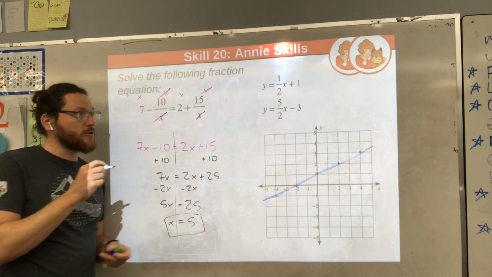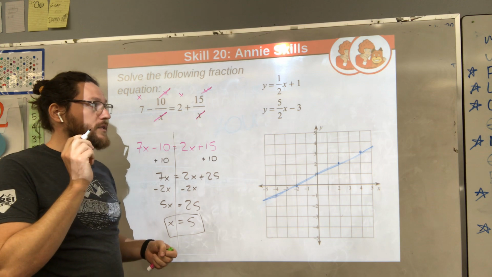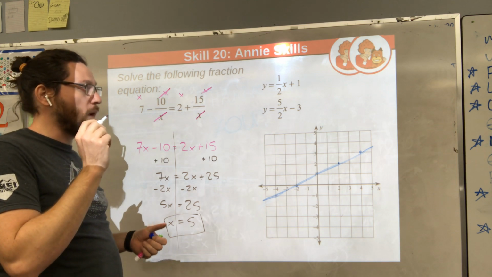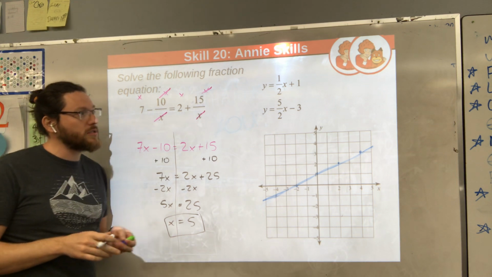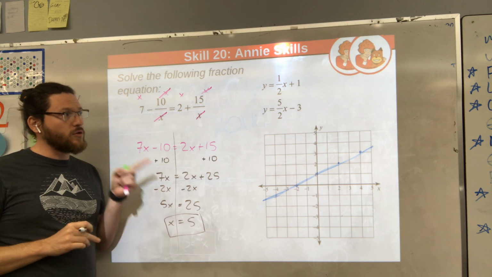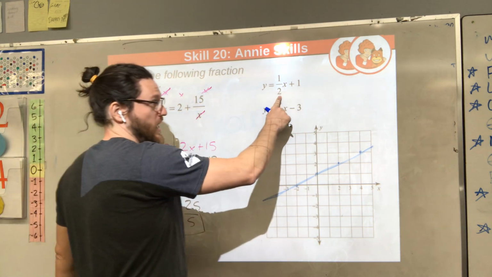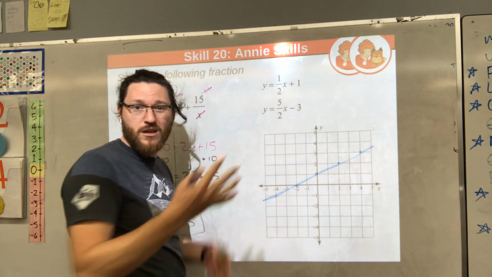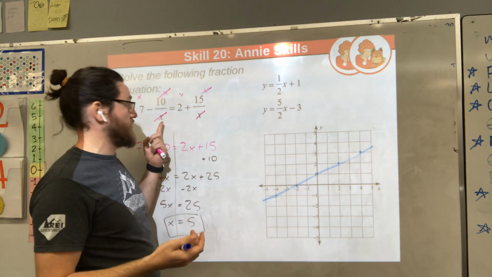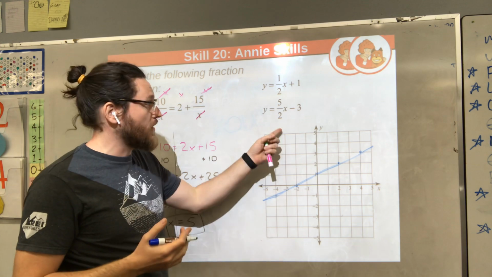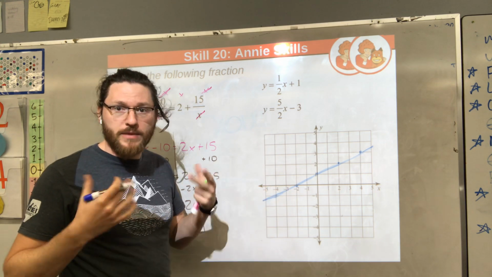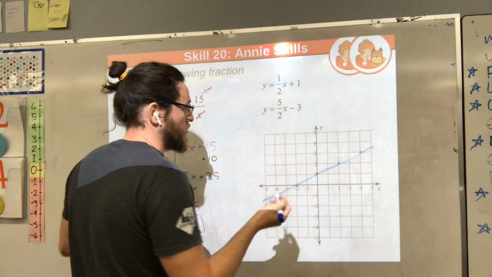The second one here goes all the way back to skill 12, systems of equations. And this one, you can solve a couple different ways. You can set them equal, and actually that would work okay because this is a fraction equation, the same way we solved right over here. But you can also solve this with a graph. So if you grabbed your mini whiteboard and solved it that way, that works too, right?